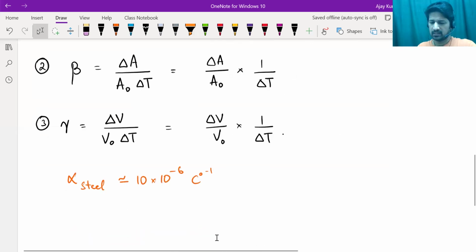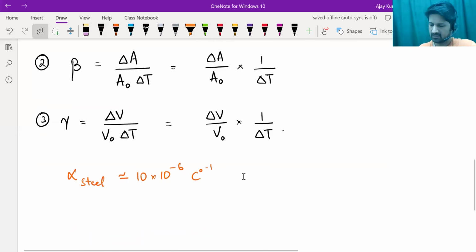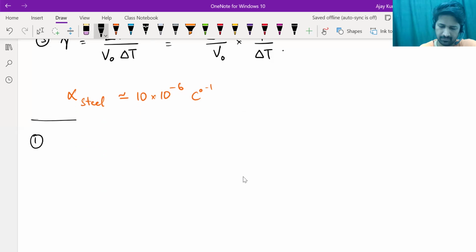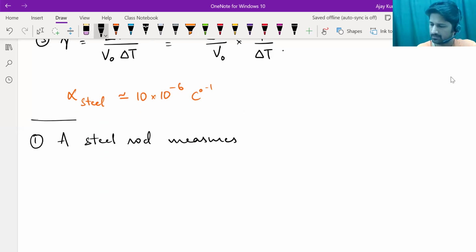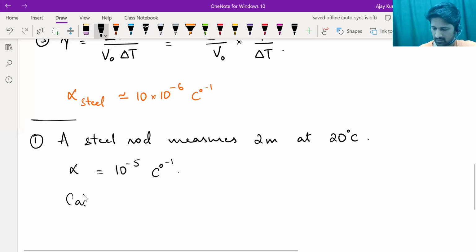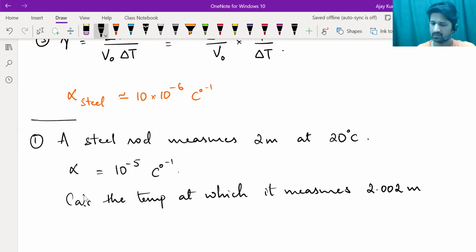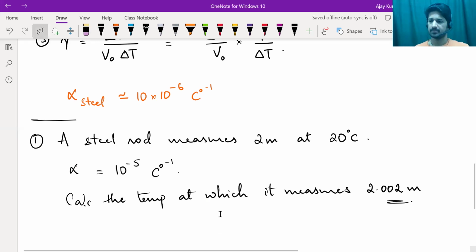Fine. And I told you there is a relation between alpha, beta, gamma. We will derive that. But let's first solve one problem based on alpha. Basic direct question. A steel rod measures 2 meters at a temperature of 20 degrees C. Calculate the temperature to which it must be heated. Let's say we want it to extend by 2 millimeters, so 2.002 meters. Solve this, all of you.